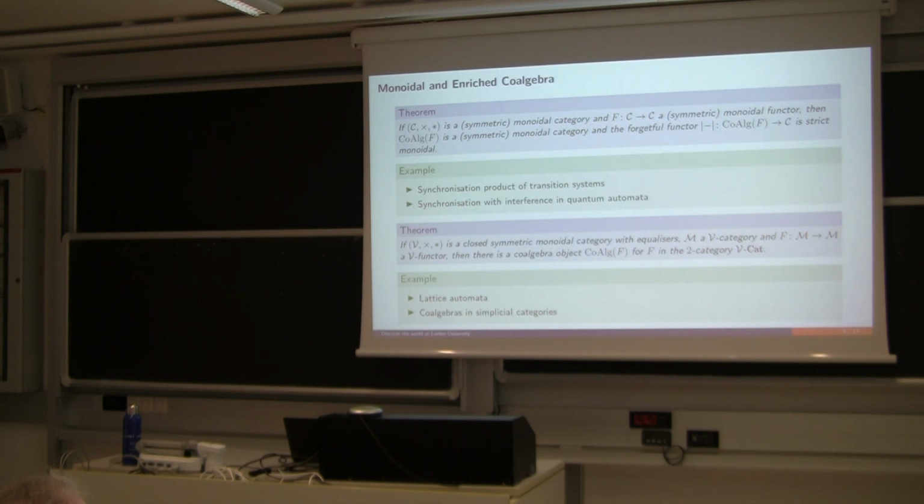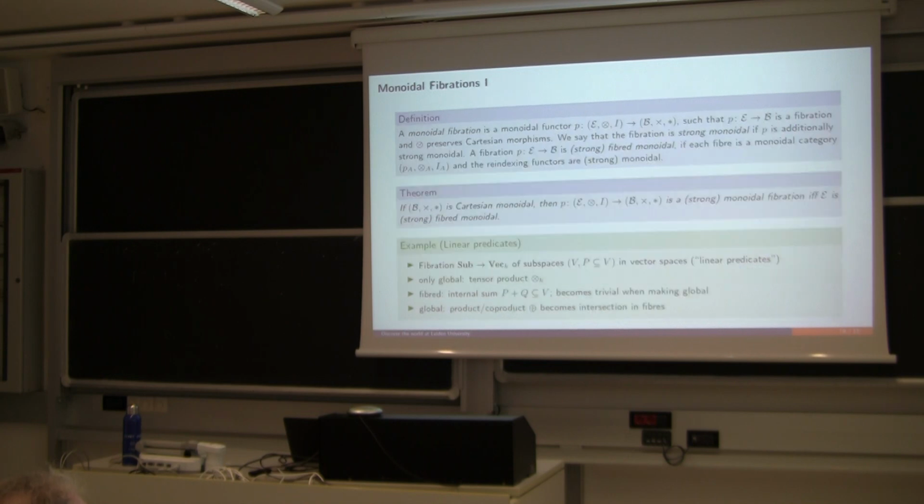And now, what happens is that if you want to do enriched categories in this setting, you get an enrichment on the category of coalgebras, and it actually turns out that this is exactly a coalgebra object in the 2-category of enriched categories over V. There are many examples of this, like simplicial categories, lattices, and then for the monoidal structure, you want to limit that to fibrations.